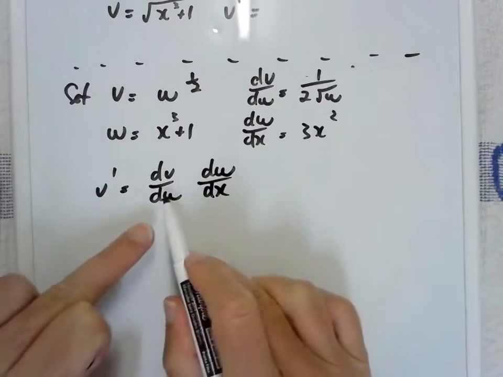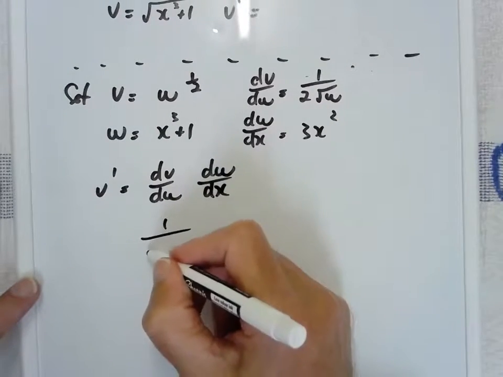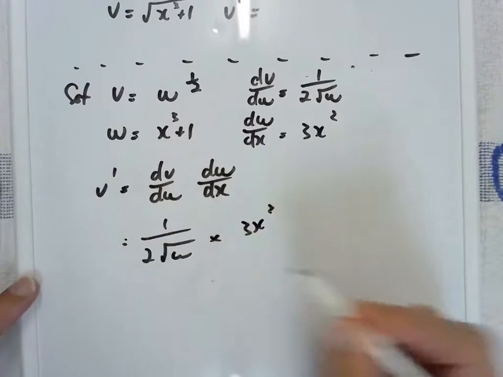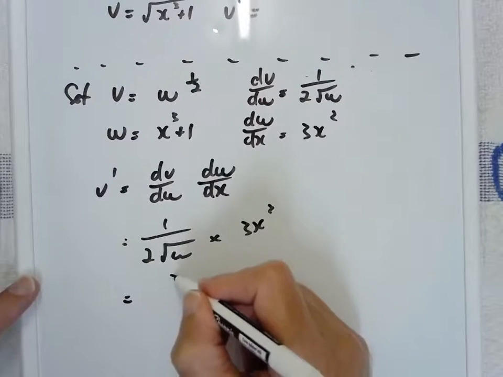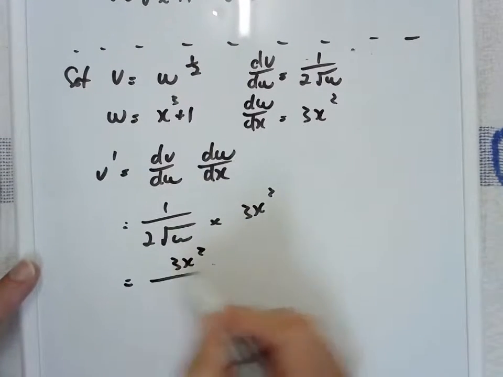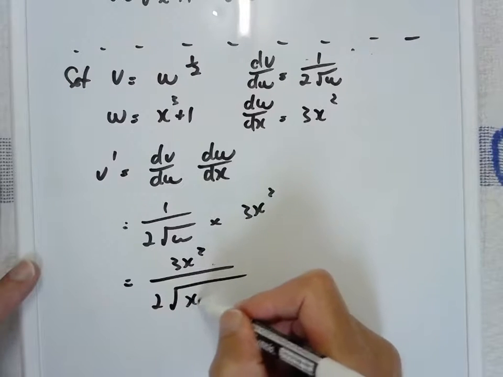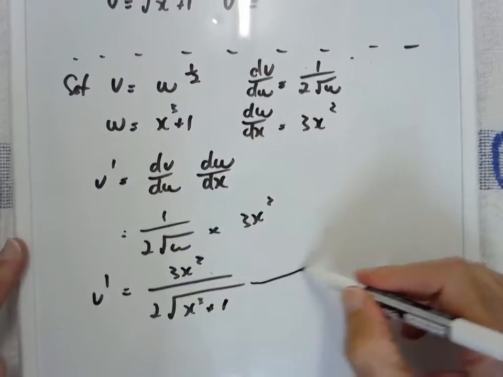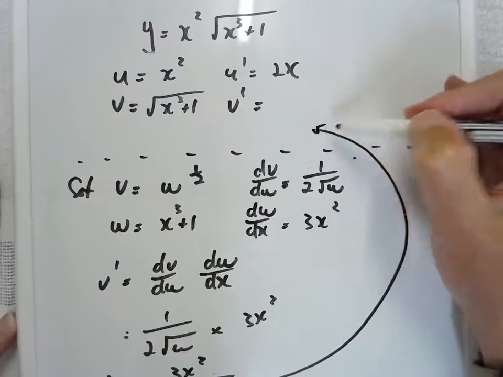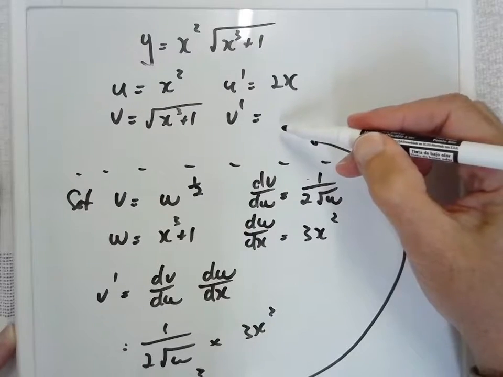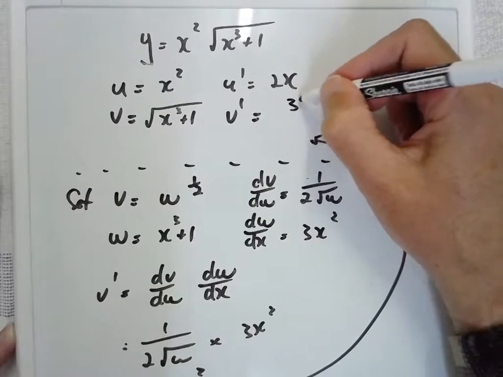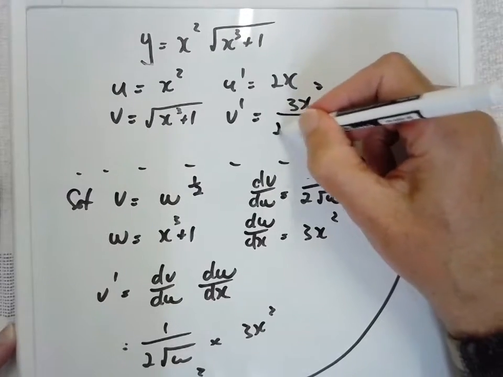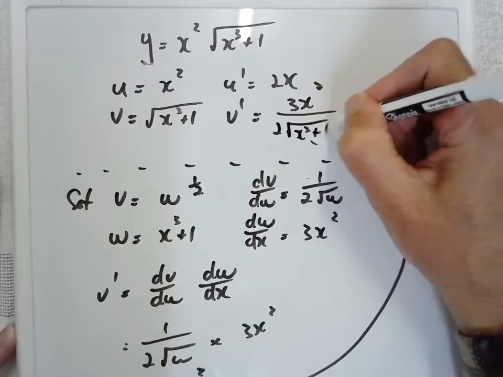dx. dv dw is 1 on 2 root w times 3x squared. So 3x squared on 2 root x cubed plus 1. So again, that's v dash, and that is the calculations to get my answer up here. 3x squared on 2 root x cubed plus 1.